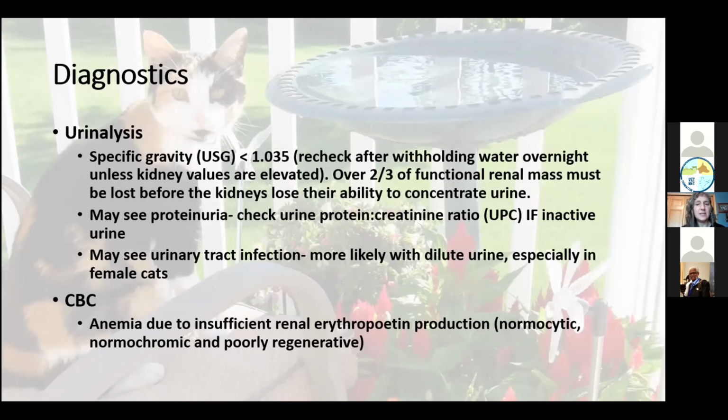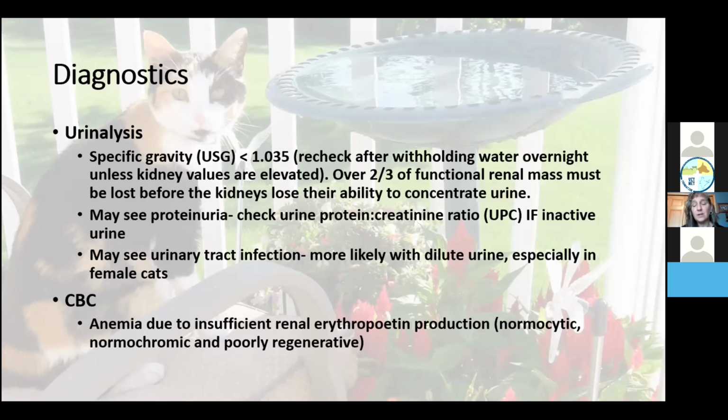All right, some diagnostics that we're going to want to run. First and foremost is getting a urine sample, preferably by cystocentesis, to avoid genital and extragenital contamination. And the key to diagnosing chronic kidney disease is a lower specific gravity that's going to be under 1.035. If you see that, chronic kidney disease is diagnosed if the serum renal values are increased.